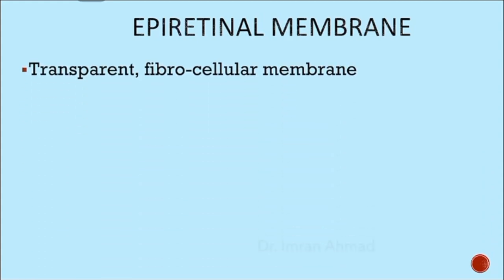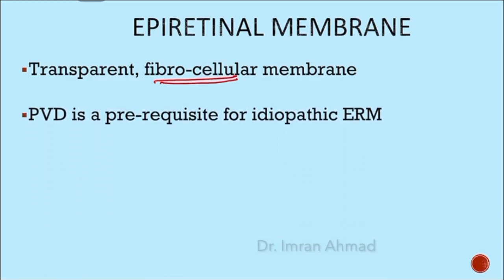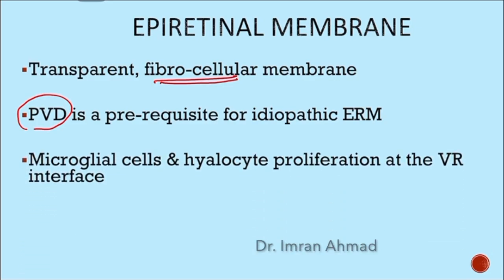Basically, epiretinal membrane is a transparent fibrocellular membrane, not a fibrovascular membrane, over the surface of the macula or over the surface of the retina. Posterior vitreous detachment is a prerequisite for the idiopathic epiretinal membrane. When there is posterior vitreous detachment, there is some trauma to the internal limiting membrane and also some remnants of the cortical vitreous remain there that provide a space for the proliferation of the cells. The microglial cells and hyalocytes proliferate at the vitreoretinal surface interface, leading to the formation of the epiretinal membrane.